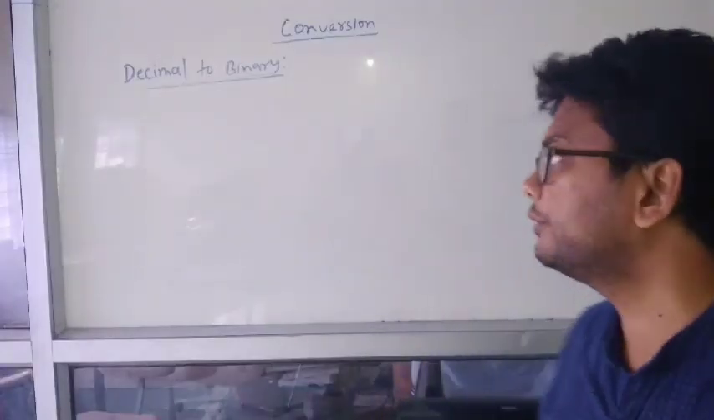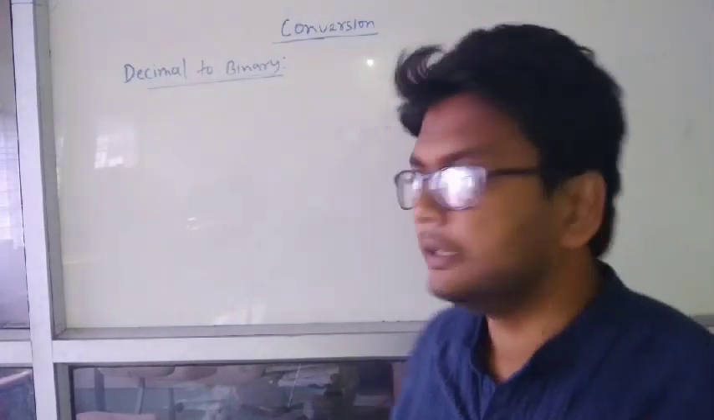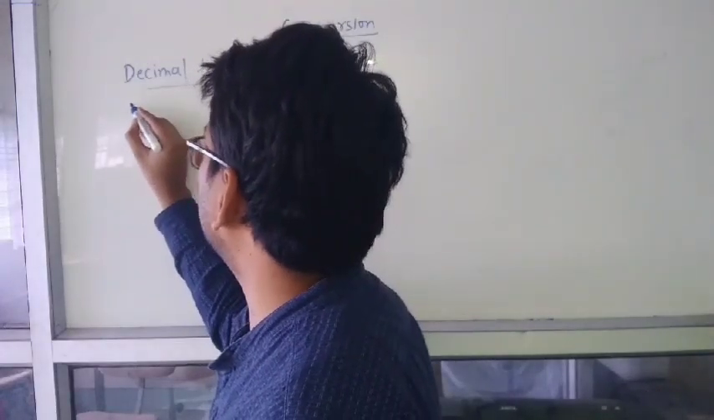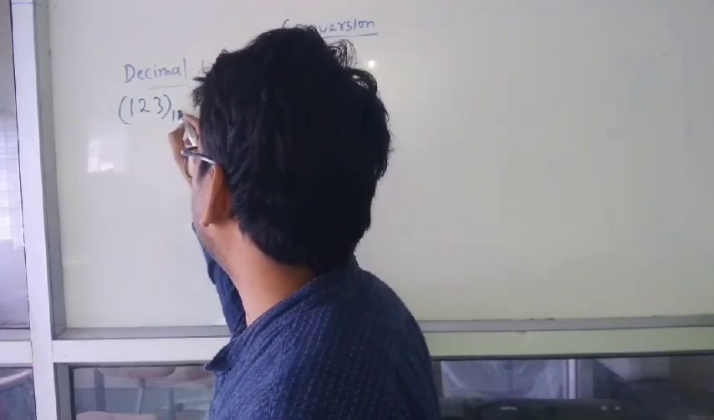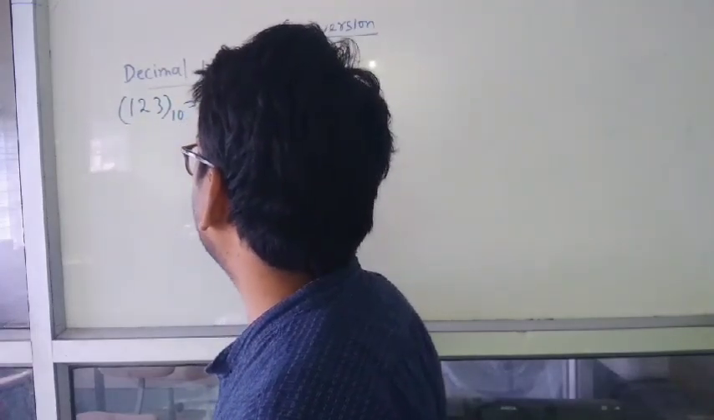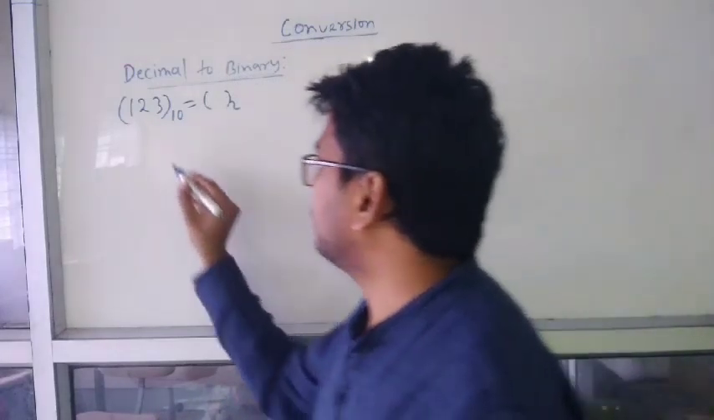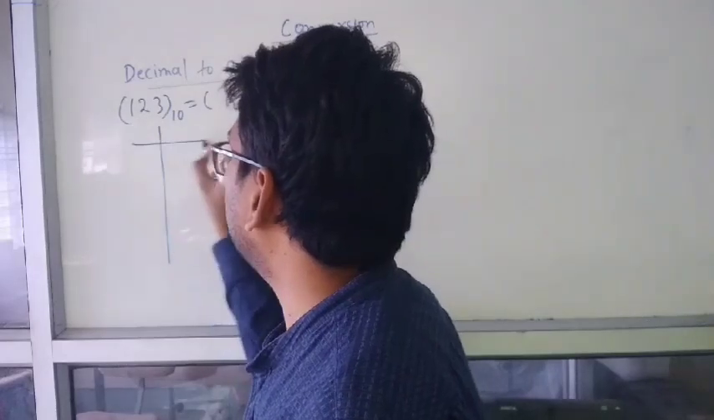Good morning everyone. Today we will discuss decimal to binary conversion. In decimal to binary conversion, suppose we have a value given to us, that is 123, and we want to convert this decimal data into binary. First of all, we have to divide 123 by the successive base.